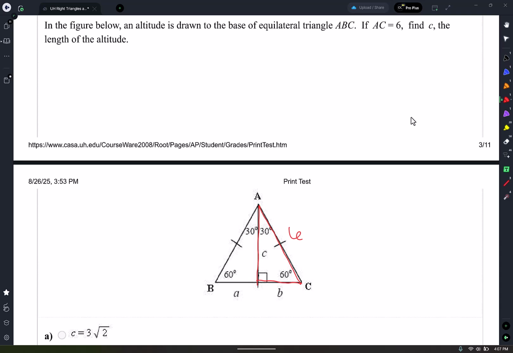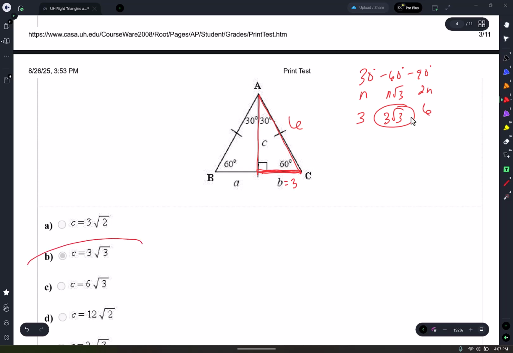So if this is 6, that means the short leg here has to be 3. See? In a 30, 60, 90 triangle, the sides are n, n square root of 3, and 2n. So the 2n was 6, so half of 6 is 3, so that's 3. So you didn't need that, but it helps. And then the long leg, which is where the 60 degree aims, is 3 square root of 3. So there it is. So I look for 3 square root of 3, and that's my answer.